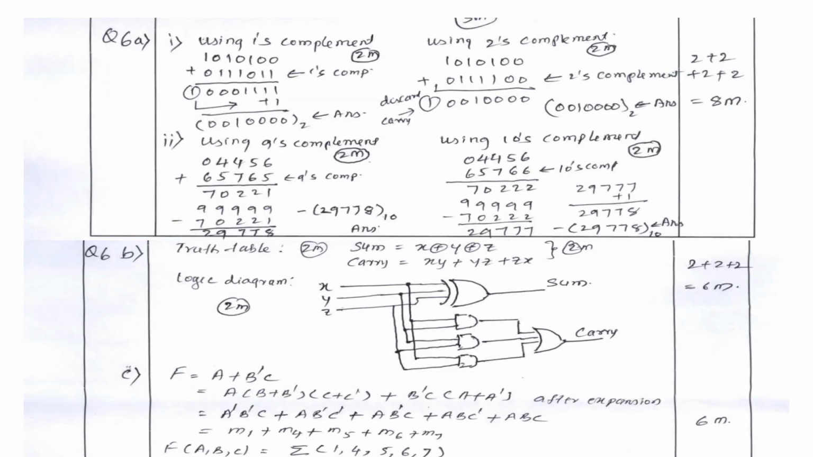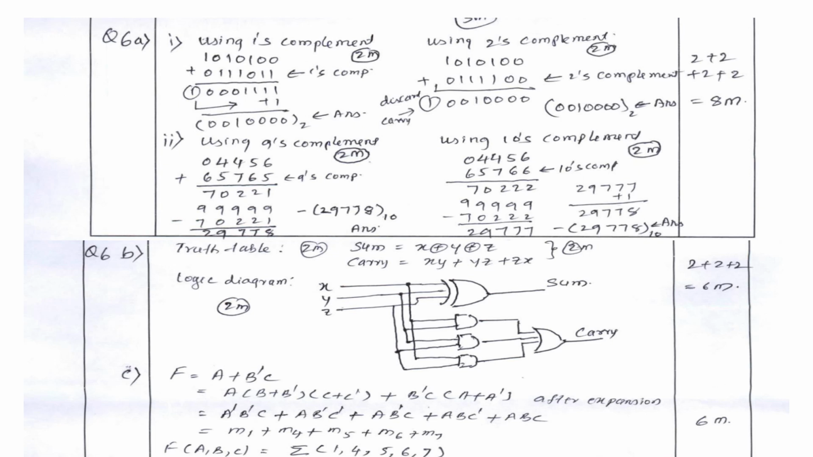Come, let's see how it is divided into different marks. So for one's complement, the given set of numbers, you will be changing all the digits, that is 1 to 0 and 0 to 1, and you'll be adding 1 for the two's complement. Likewise, you have to do 9's and 10's complement. So when you do each in a detailed manner, each of them carries 2 marks and totally it is 8 marks.